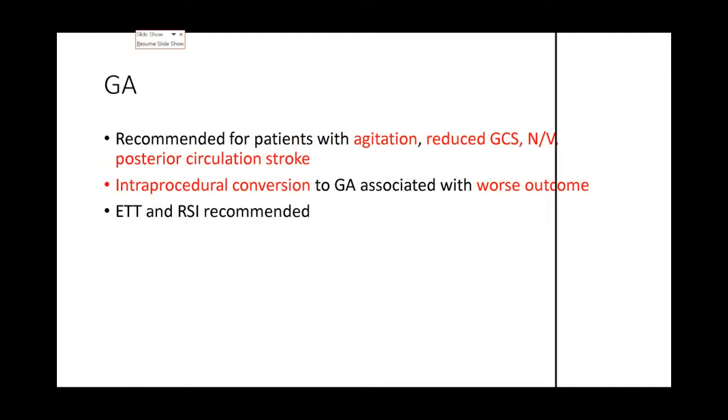In terms of GA, this is recommended for patients who present with agitation, reduced GCS, bad nausea and vomiting, and posterior circulation stroke. And in the studies, it has been shown that intra-procedure conversion to GA is associated with worse outcome. And there is probably a reason that we need to convert, something about the stroke that's causing this conversion, and probably that's what leads to worse outcome. And for GA, endotracheal intubation with RSI is recommended.